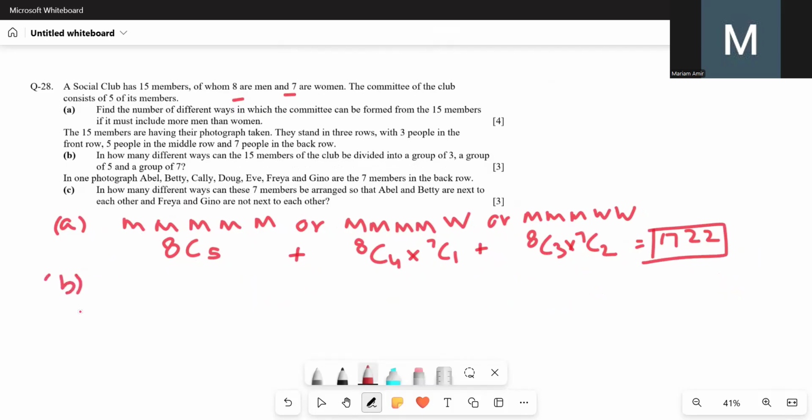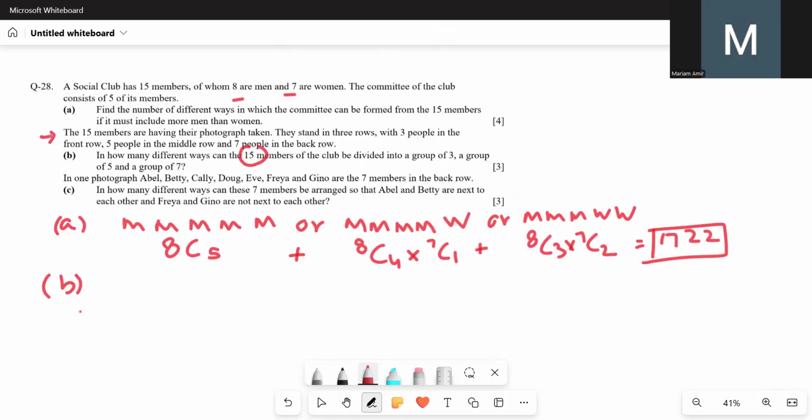Part B. The 15 members are having their photograph taken. They stand in 3 rows with 3 people in the front row, 5 people in the middle row, and 7 people in the back row. In how many different ways can 15 members of the club be divided into a group of 3, a group of 5, and a group of 7?